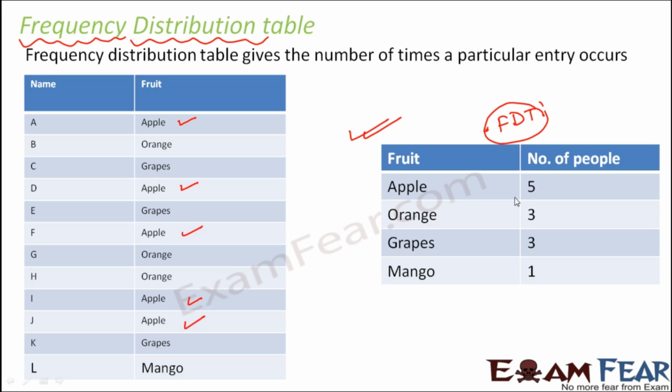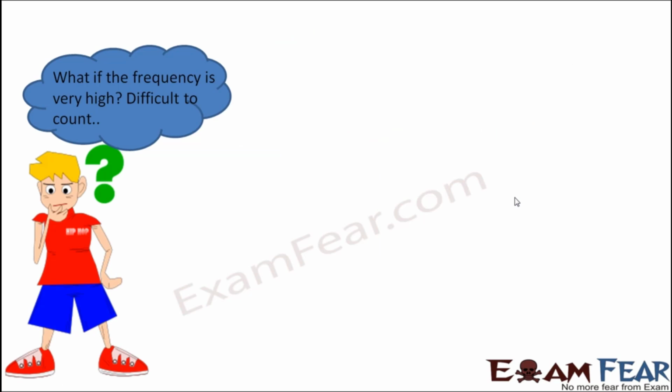But now when we make this frequency distribution table, we clearly see how many times a particular entry gets repeated. So this is the concept of organizing data. Whenever we talk about organizing data, the first thing we do is make an FDT, that is a frequency distribution table. Now you might ask what would happen if the frequency is very high, because in the example I had taken, the entry for apple is repeated 5 times, the entry for mango is repeated just once.